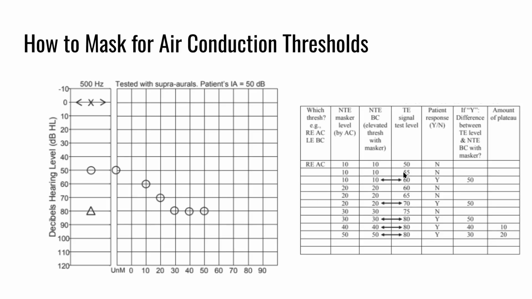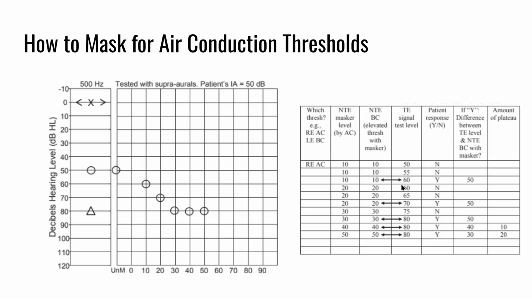So let's look over here in the graph. It's going to test signal. We start at 55. We didn't get a response at 55. Then we moved up to 60. We're going up in 5 dB steps on the tone when we don't get a response. We got a response at 60.